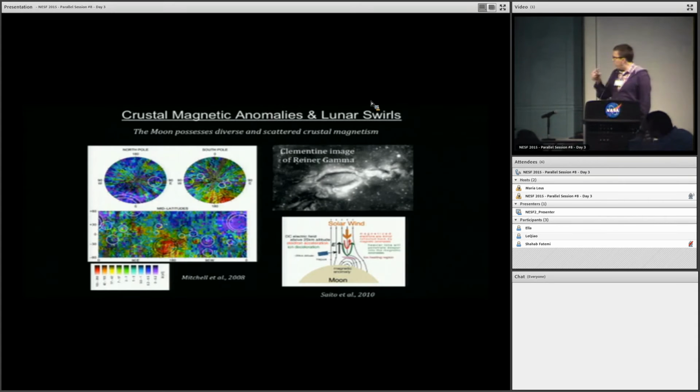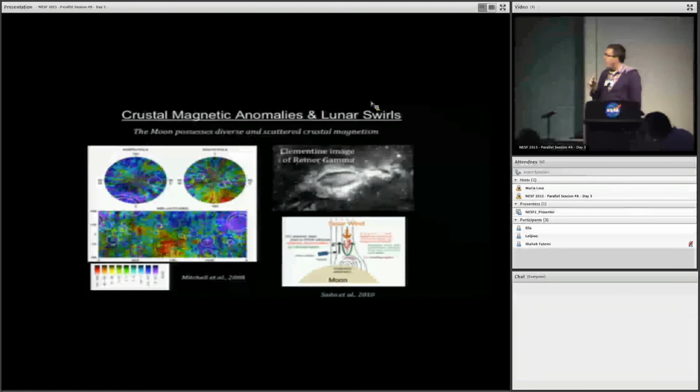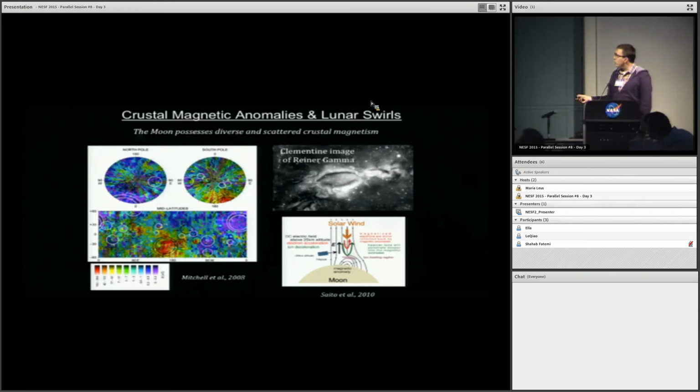So just again, to beat this into everyone, the Moon possesses diverse and scattered crustal magnetism. You see here on the left electron reflectometry results from the Lunar Prospector spacecraft showing the surface crustal field strength, both in the mid-latitudes and at the polar regions. The red color down in the middle is the South Pole-Aitken Basin, for example. And so you can see it's scattered, with places with very little magnetism and places with strong crustal magnetism.